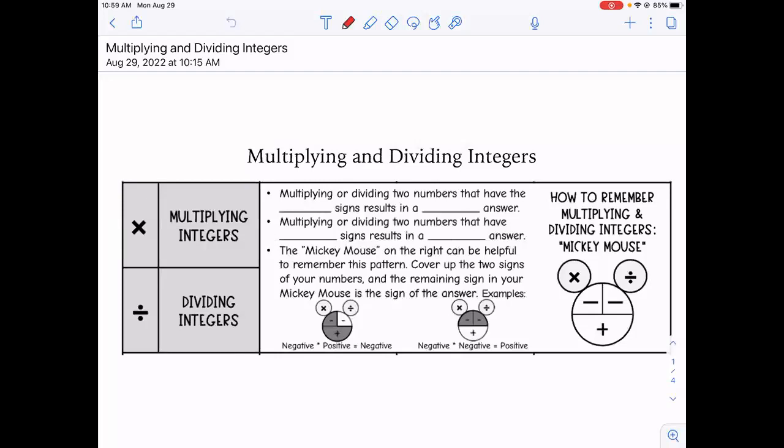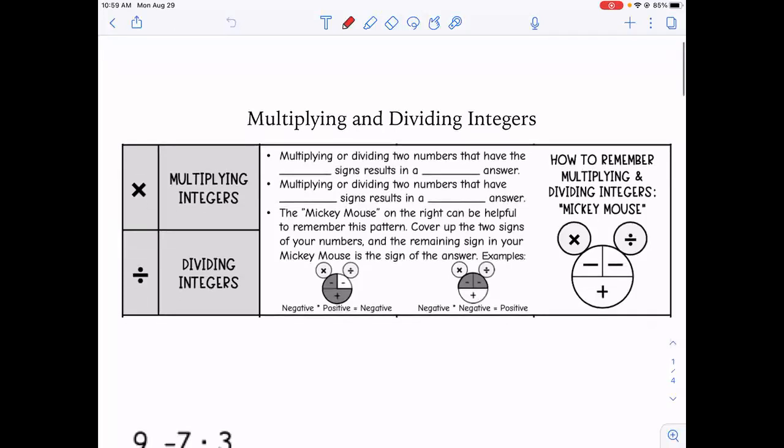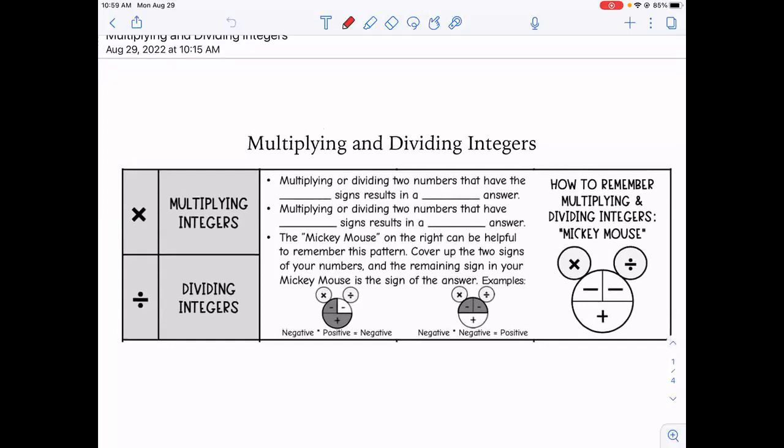All right. Here we go. You should look for this portion of your notes. It's just under halfway down the page, okay? We're going to be talking about multiplying and dividing integers.